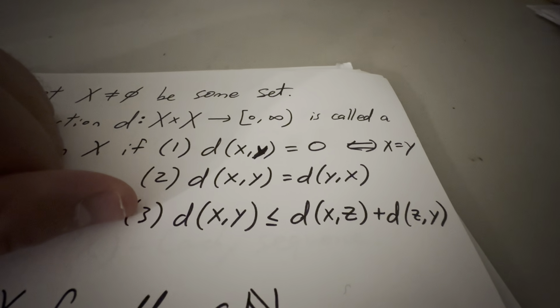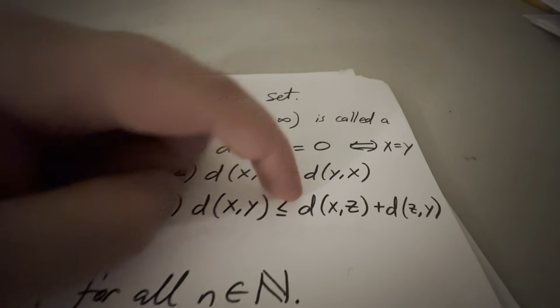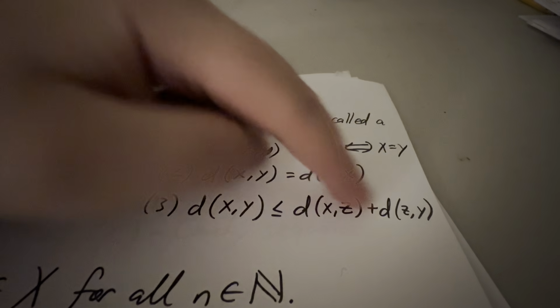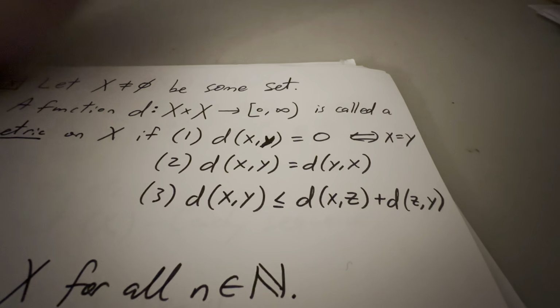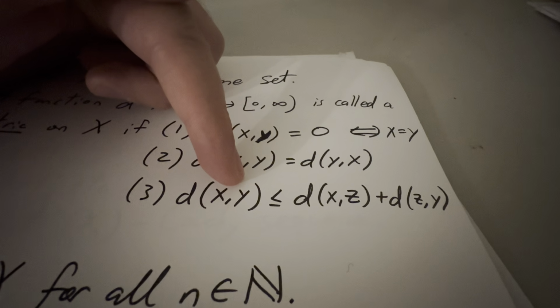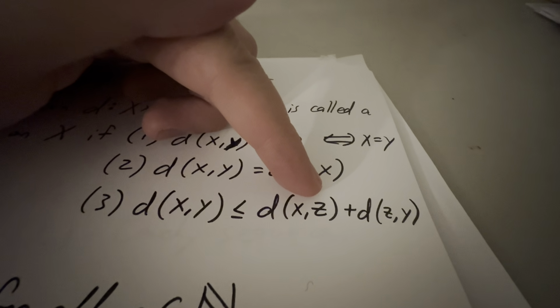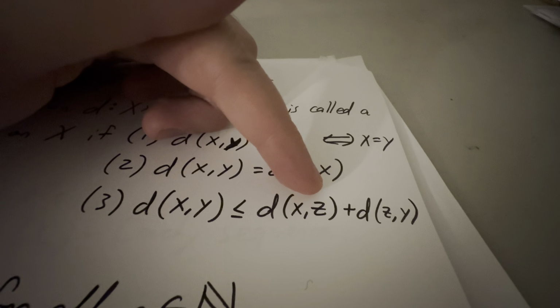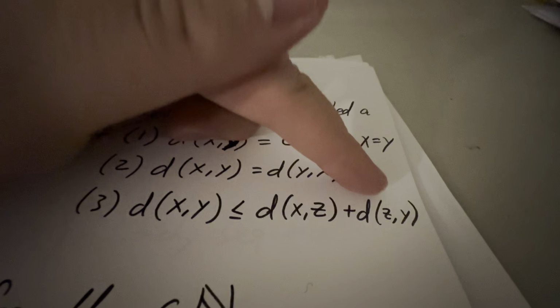And then the third property says that the distance between x and y must be less than or equal to the distance between x and z plus the distance between z and y. So again, in layman's terms, we would say the distance between New York and Boston is less than or equal to the distance from New York to, what's another city? I guess Hartford, plus the distance from Hartford to Boston.